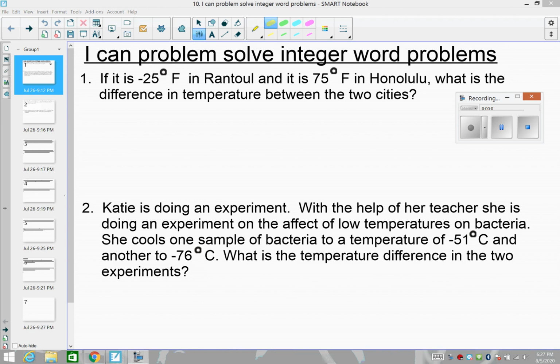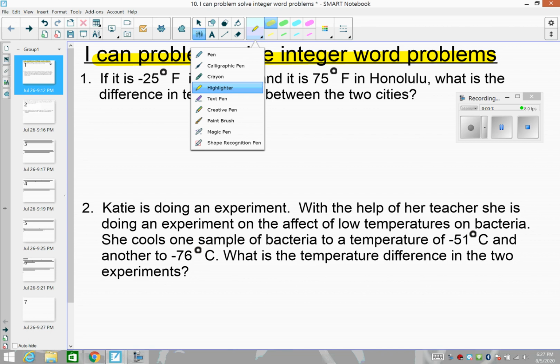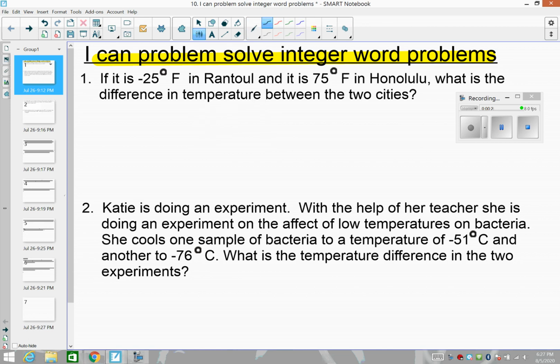So our learning target today is I can problem solve integer word problems. So kind of all the skills that we've been working on, but now we're going to do some pictures of kind of what's going on. So I'd like you to think a lot of these in terms of a story. Then I'd like you to draw a picture of how that looks, especially when it's related to temperature. When it's related to temperature, you really should be thinking of it like a thermometer. So a few of these will be in that capacity.